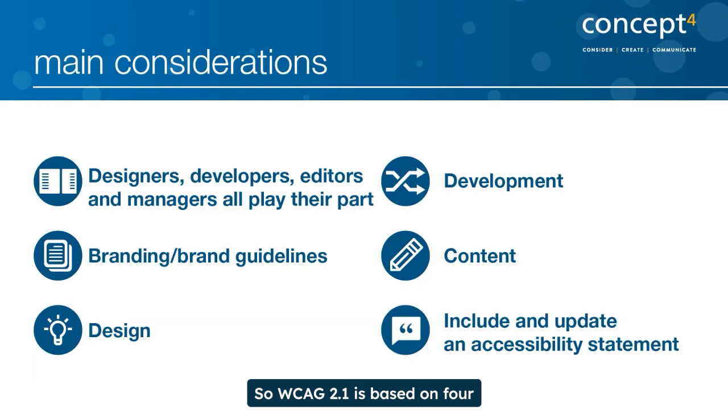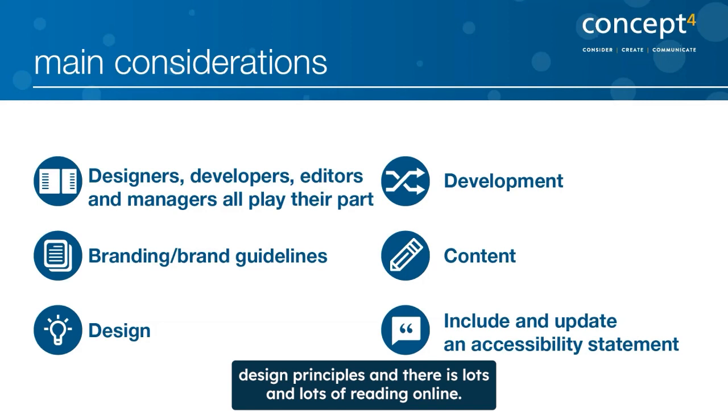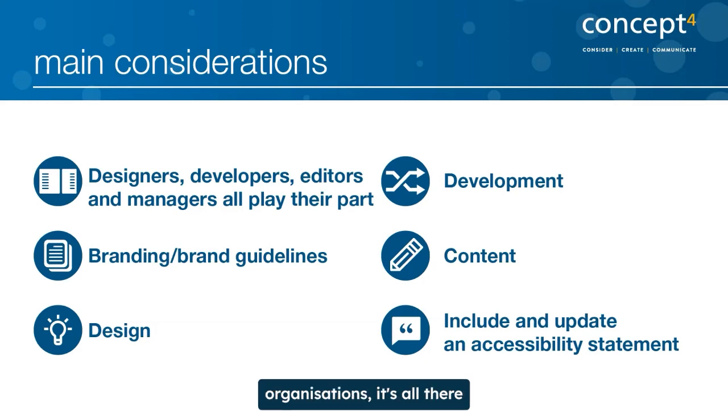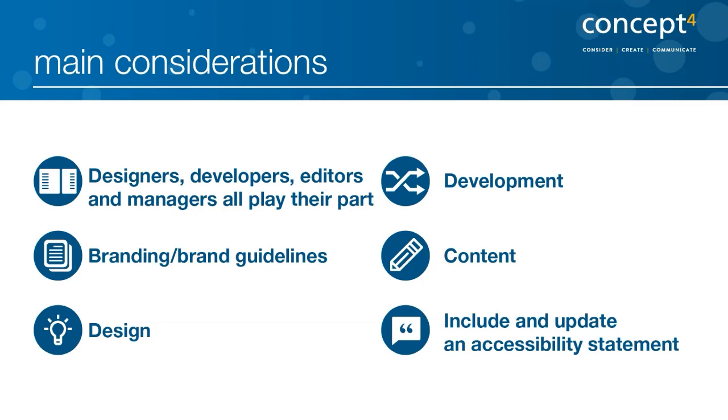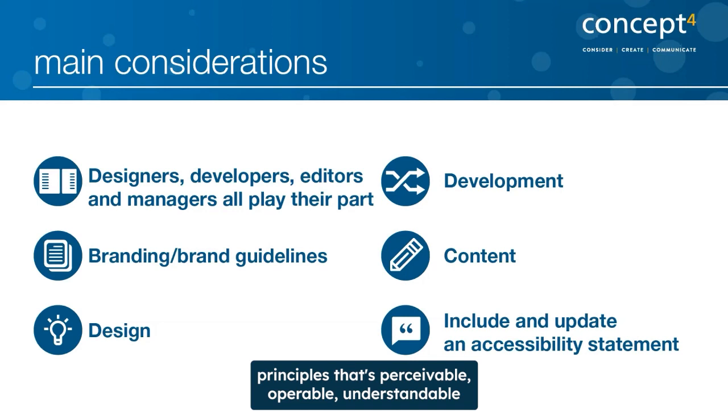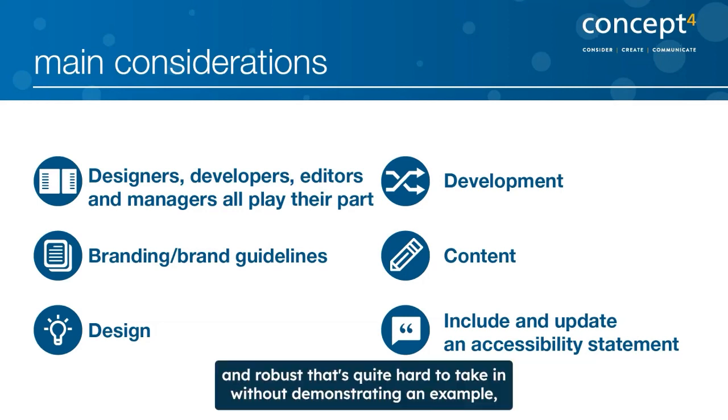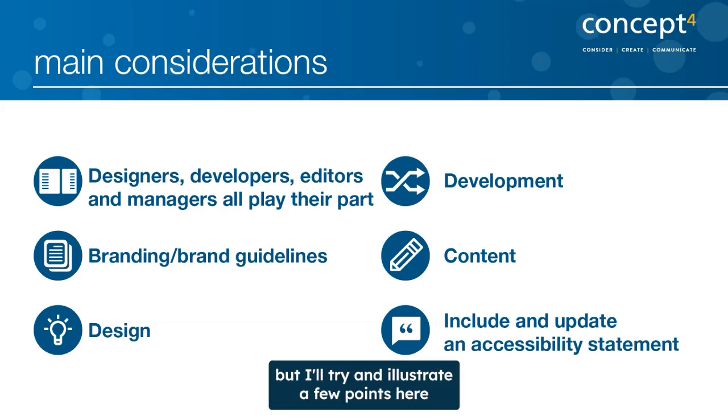So WCAG 2.1 is based on 4 design principles, and there is loads and loads of reading online. If you go onto gov.uk and search for accessibility for public sector organisations, it's all there. 4 design principles: that's perceivable, operable, understandable, and robust. That's quite hard to take in without demonstrating examples, but I'll try and illustrate a few points here.